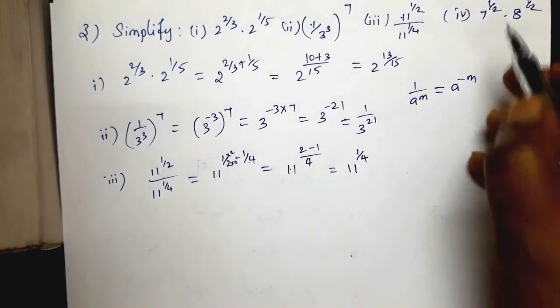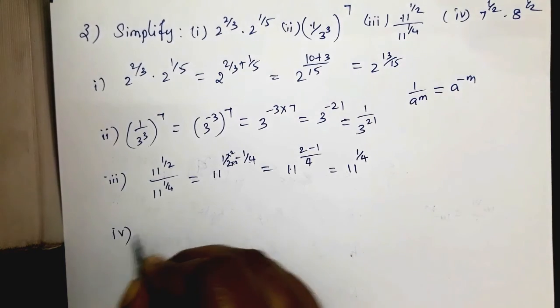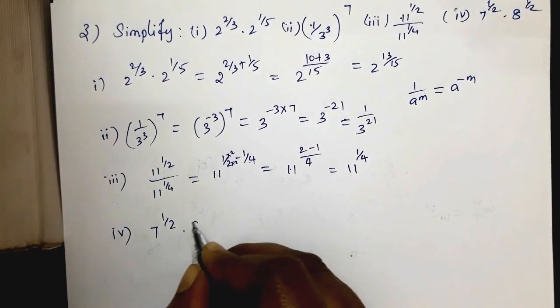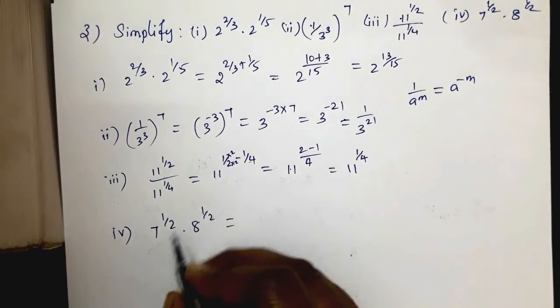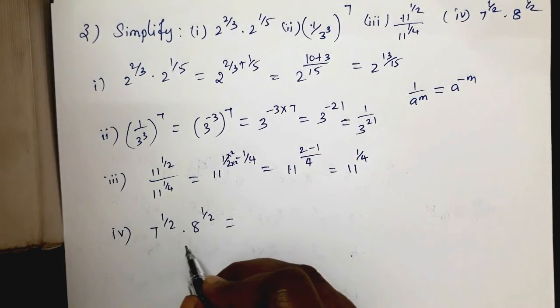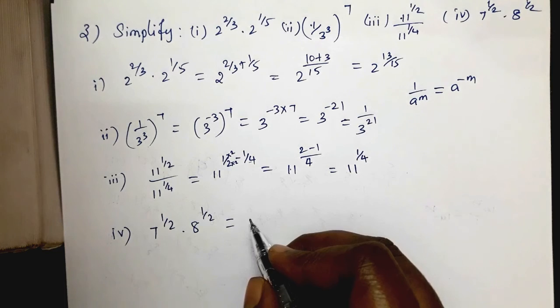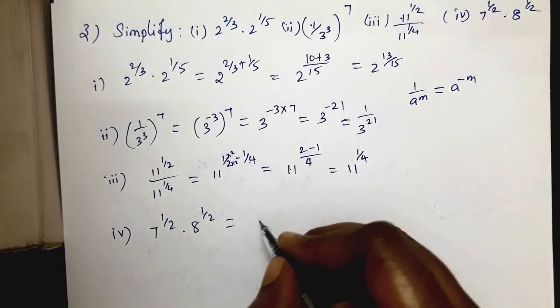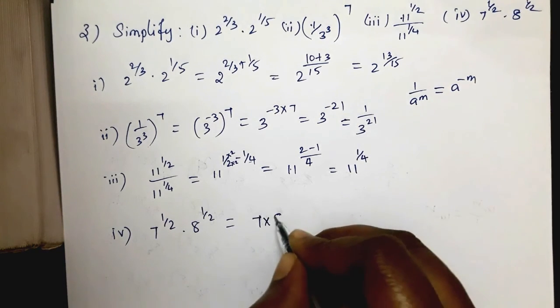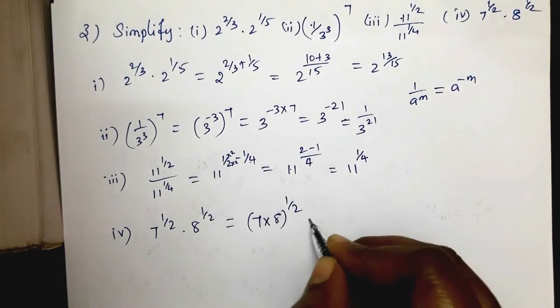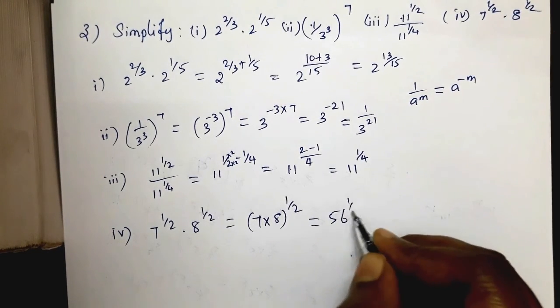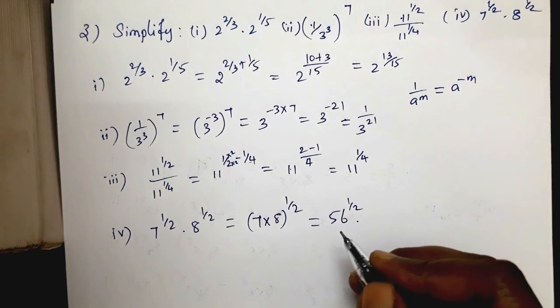Move on to the next one. Fourth one, 7 power 1 by 2 into 8 power 1 by 2. Now it is in the form of a power p into b power p. Already we know that a power p into b power p equal to ab the whole power p. So 7 into 8 the whole power 1 by 2. So 7 8s are 56 the whole power 1 by 2. That's all for the third Roman.